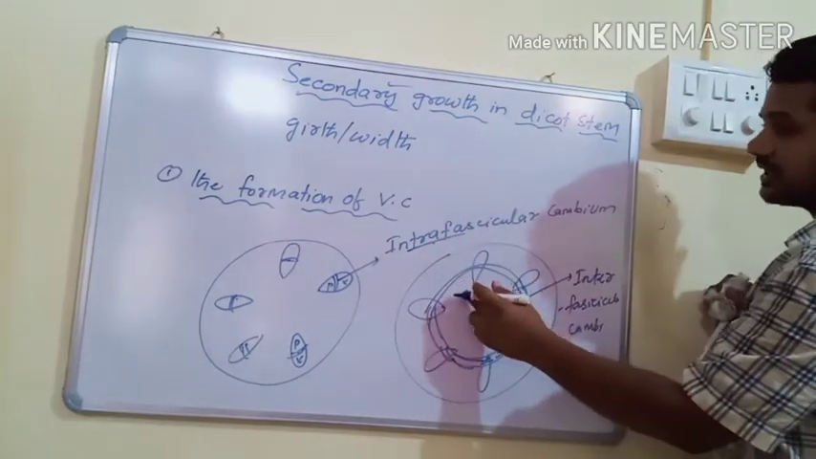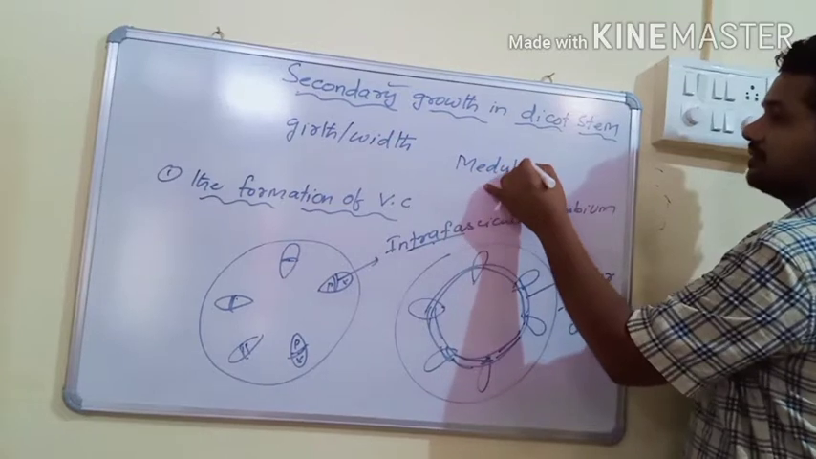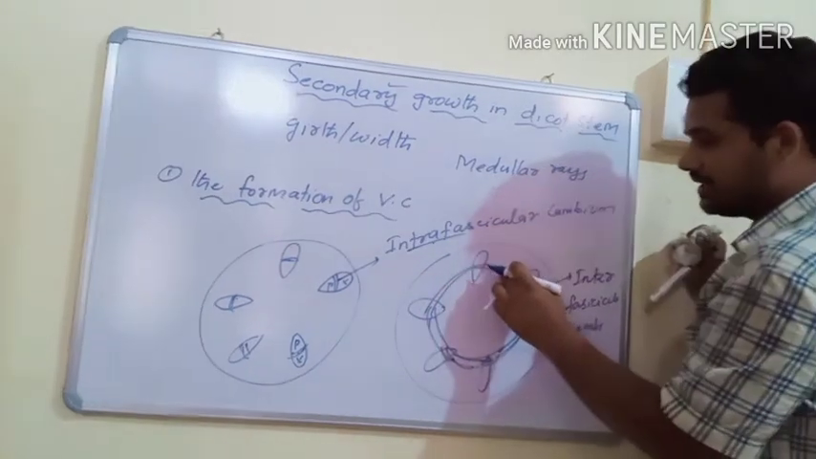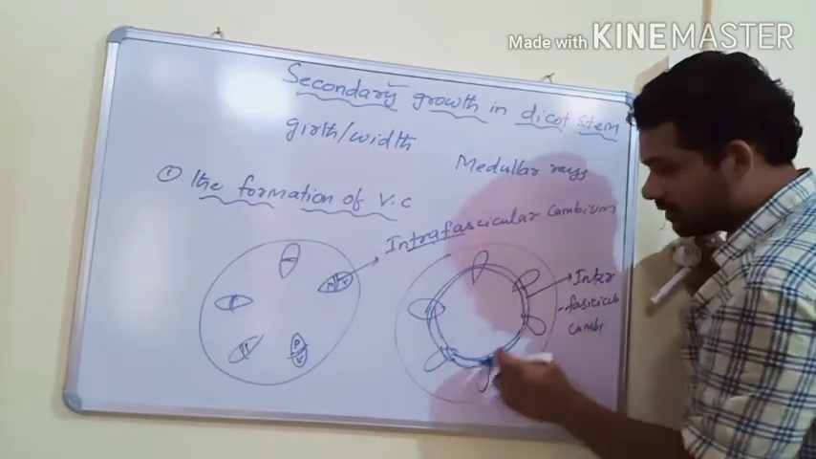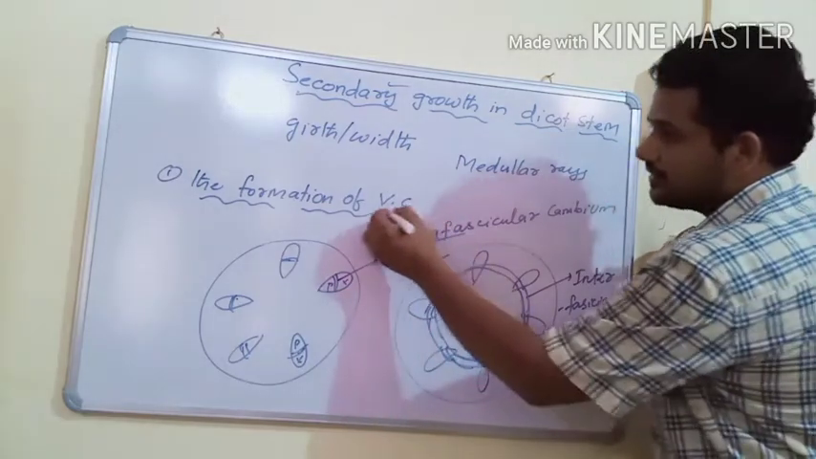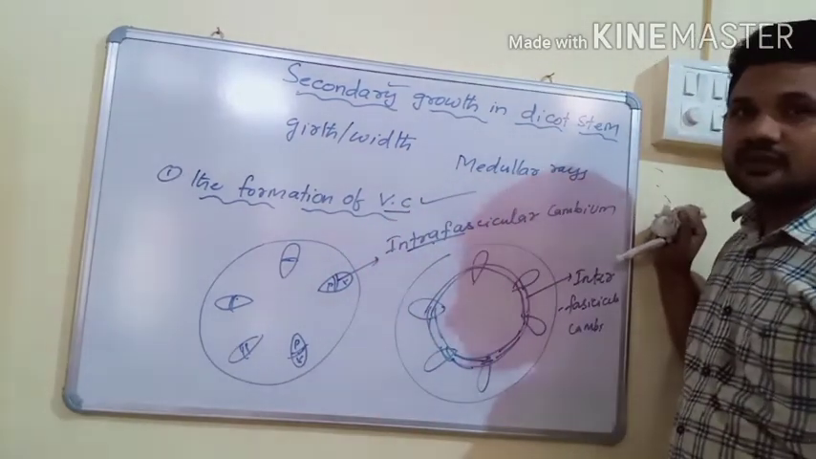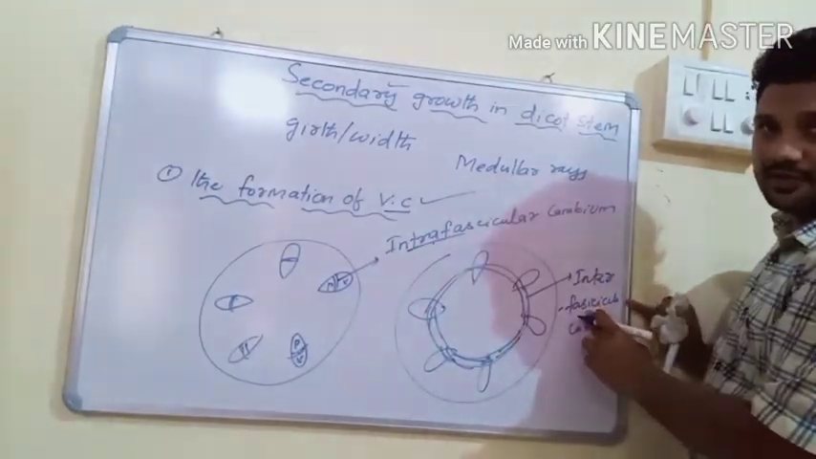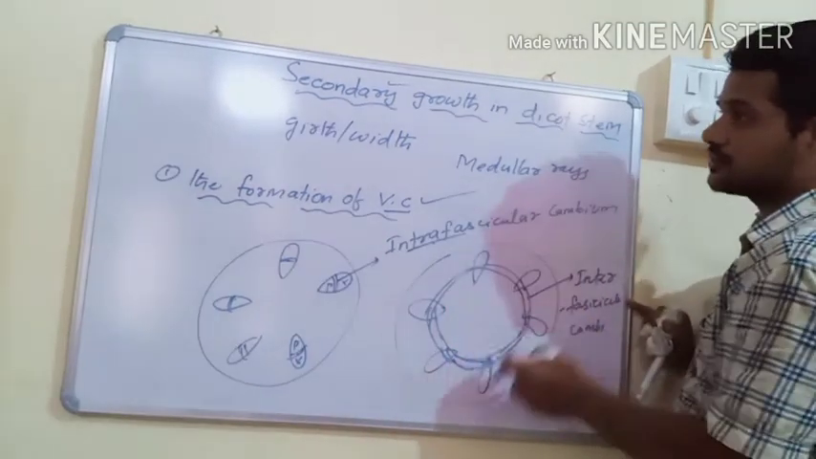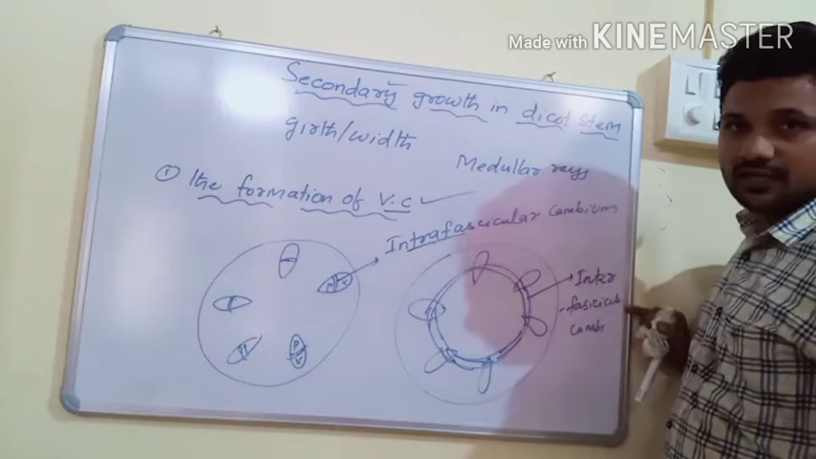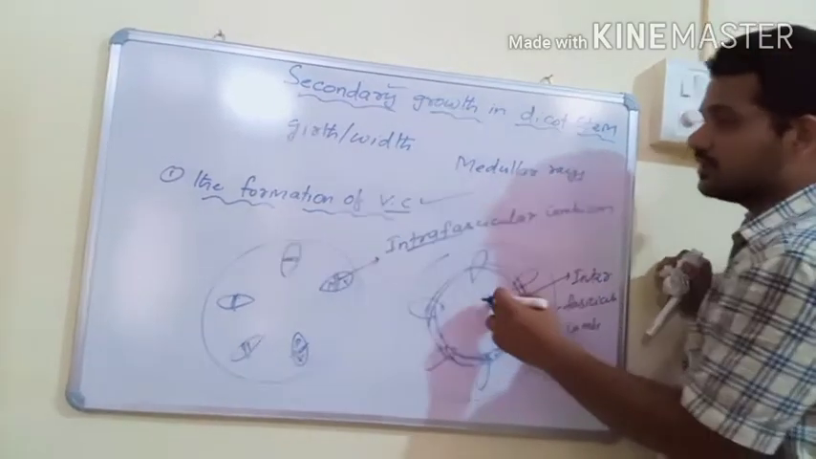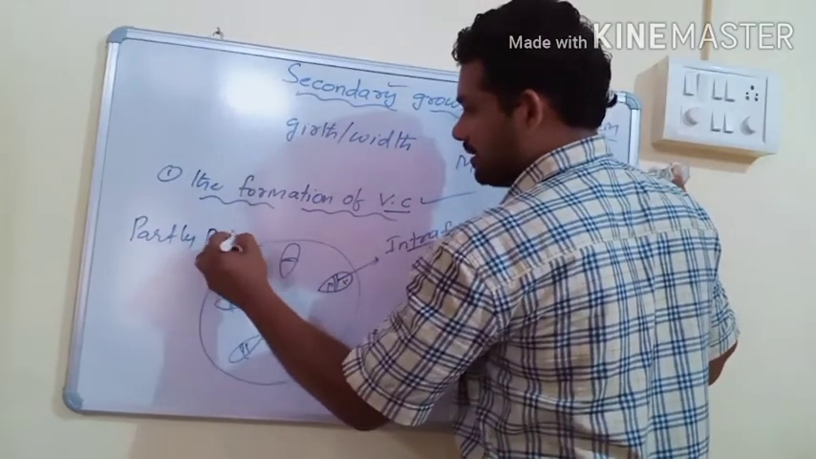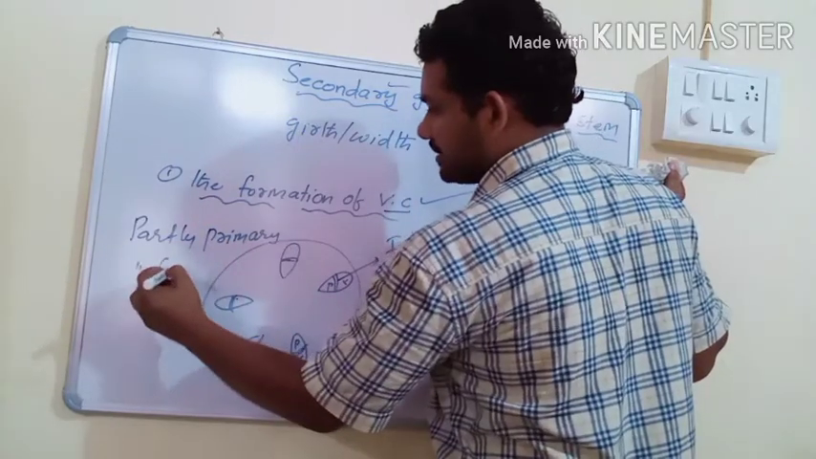The interfascicular cambium is produced by medullary rays. Both intra and interfascicular cambiums fuse to form a continuous ring of vascular cambium. So how is vascular cambium formed? Both intra and interfascicular cambiums fuse to form a continuous ring. That's why the origin of vascular cambium is called partly primary and partly secondary.